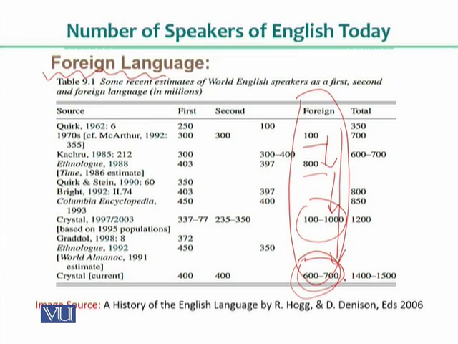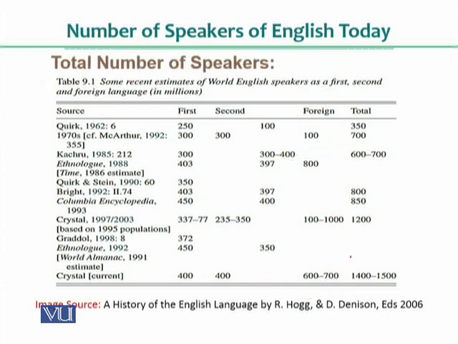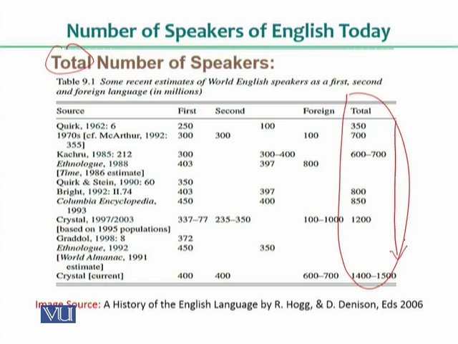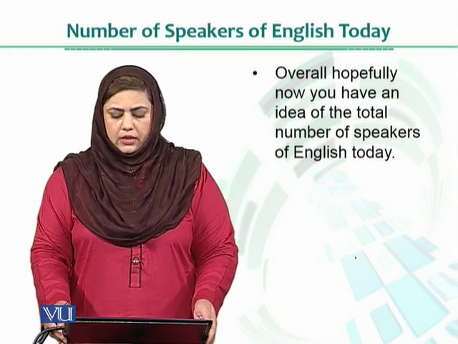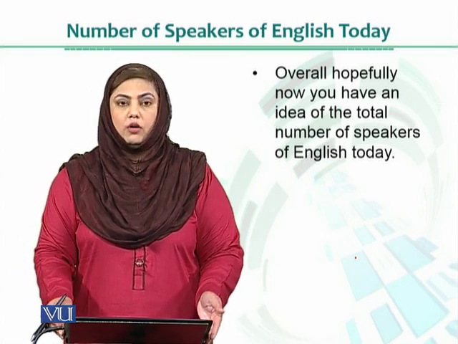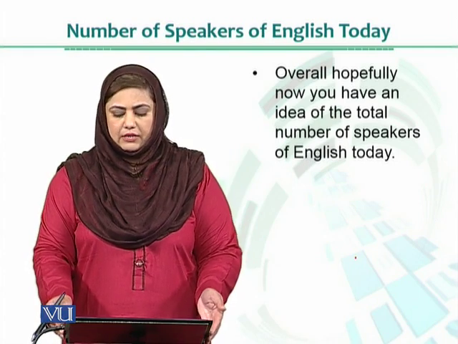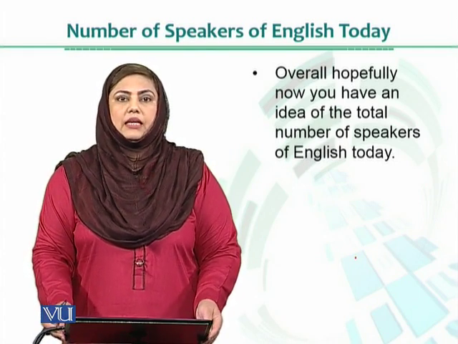Now, if we total all these, of course, on this slide, if you see the total number of the speakers, this is what you need to focus on. And you would see through the times how there has been an immense increase in the number. And the most recent estimates say from 1400 to 1500 million people speak English as first language speakers or second language speakers, or they use it as a foreign language. I hope overall these tables and the details of the estimates that are given there give you an idea of the total number of speakers in today's world.